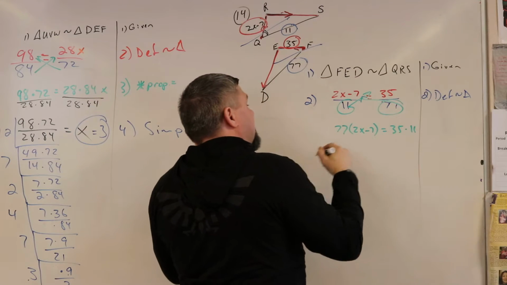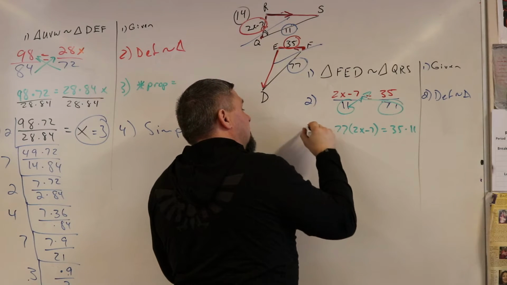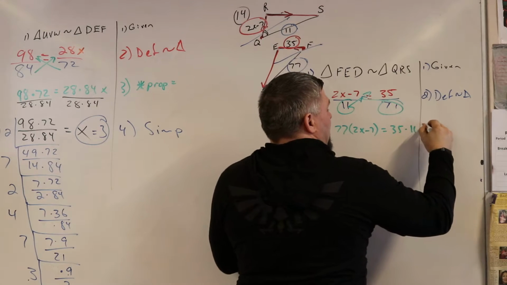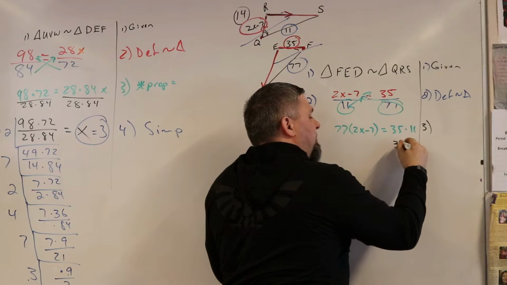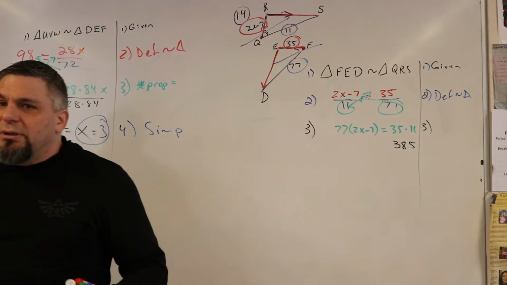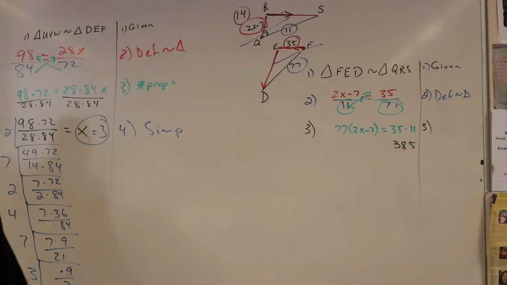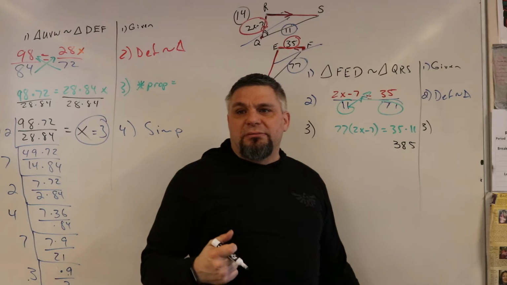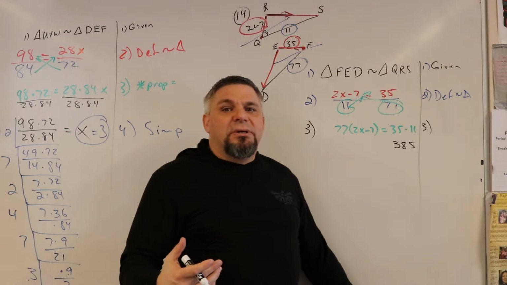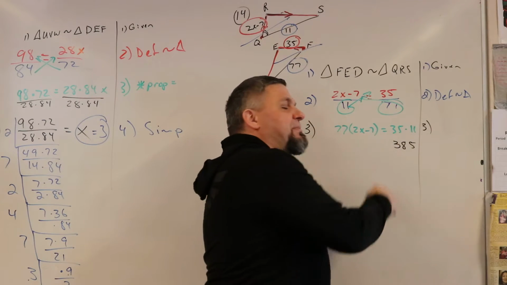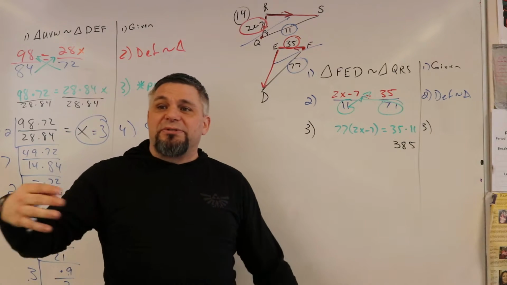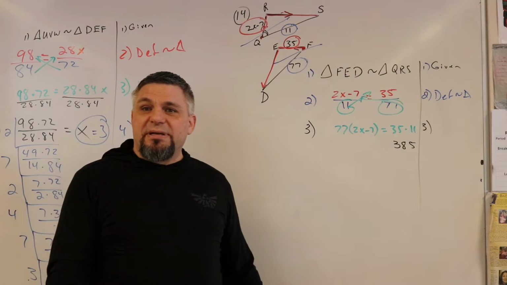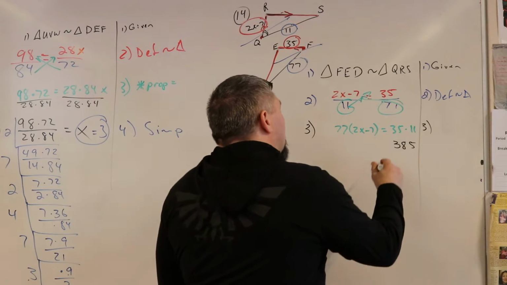Does anyone remember the trick of 11? Okay, there's a trick to 11. You take these two outside numbers and you add them up, and it becomes the middle number. So it's 385. That's a trick for 11, and two-digit numbers. Now, you could just say 10 times 35 is 350, plus 35 is 385. Does that make sense?